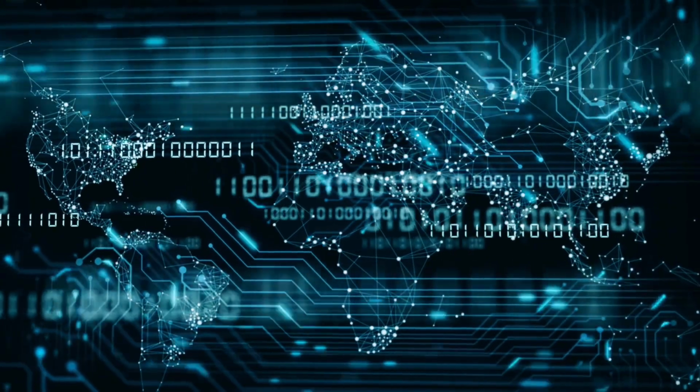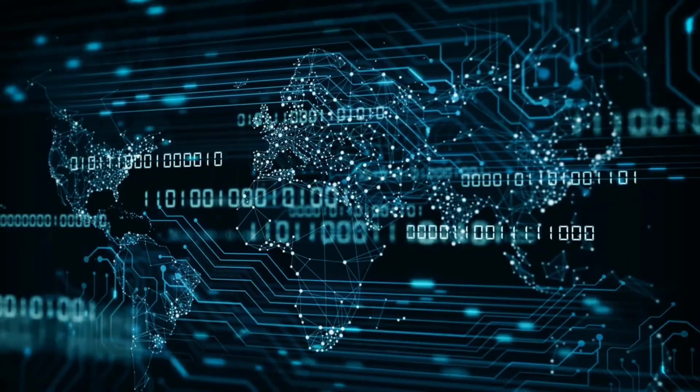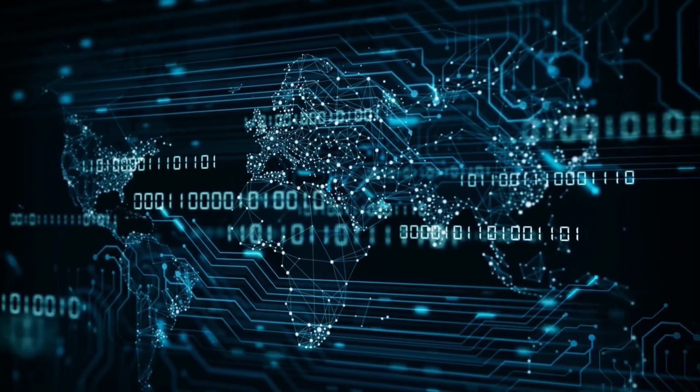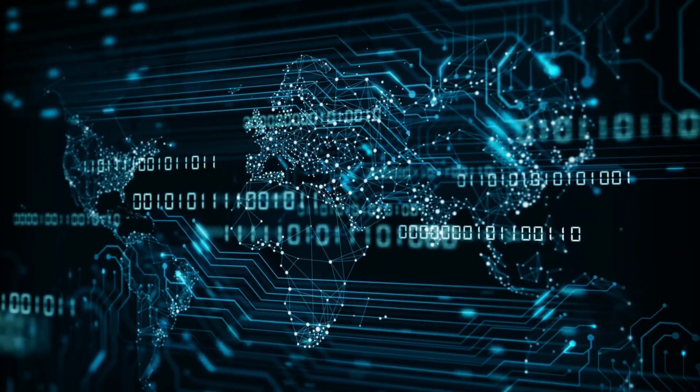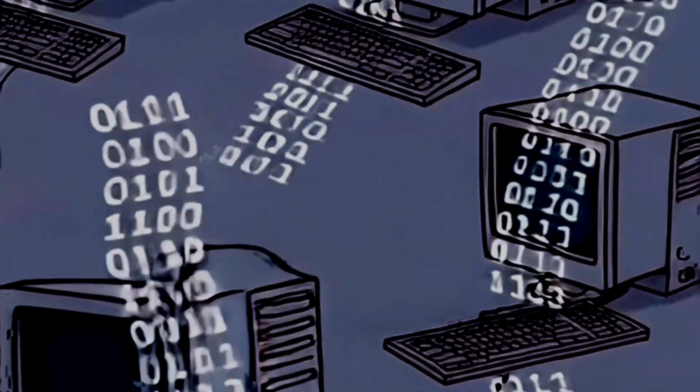Now, binary is the base 2 number system. It only uses 2 digits, 0 and 1. Each position represents a power of 2, starting from the rightmost digit, which is 2 to the power of 0. Binary is like the language of computers, simple but powerful. Why do we need binary numbers?